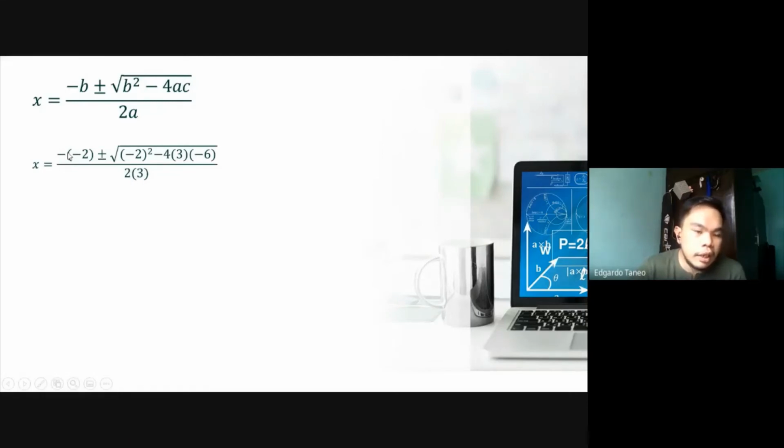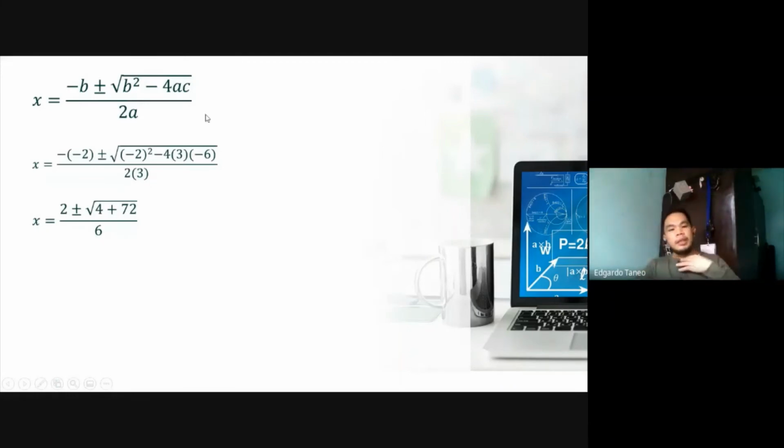Okay? Negative times negative 2 is positive 2. Negative 2 squared is positive 4. Negative 6 times positive 3 is negative 18. Negative 18 times negative 4 is positive 72. Or, pwedeng ganito. Negative 4 multiplied by positive 3 is negative 12. Negative 12 times negative 6 is equal to positive 72. Okay? Then we have 2 times 3, which is equal to 6.